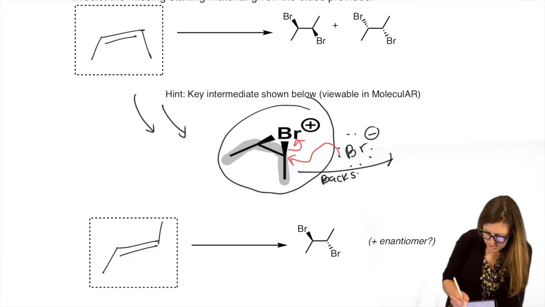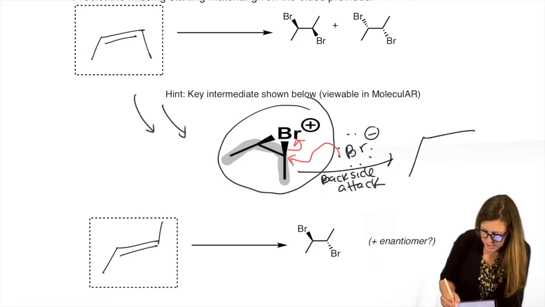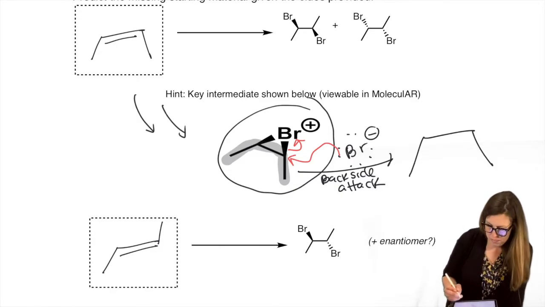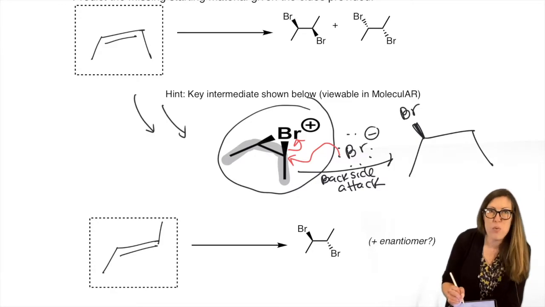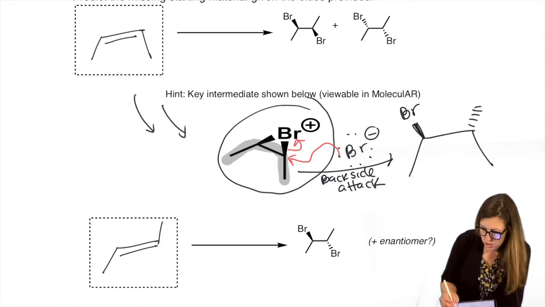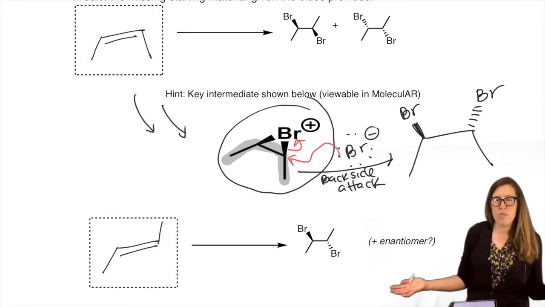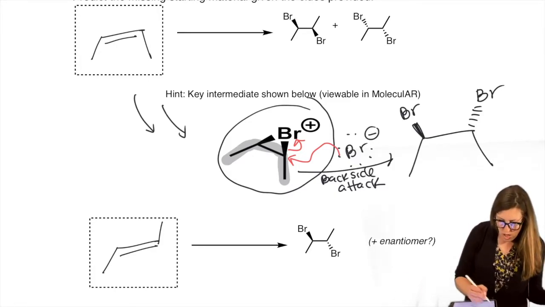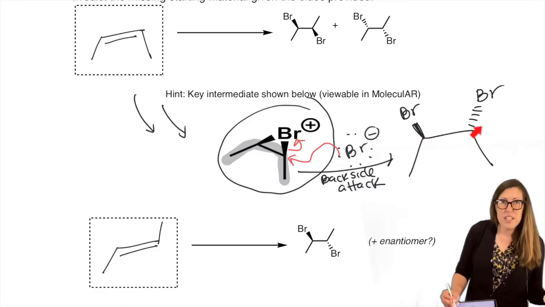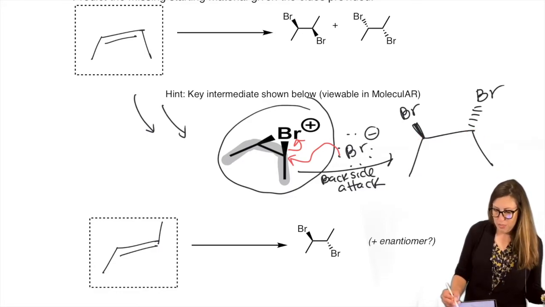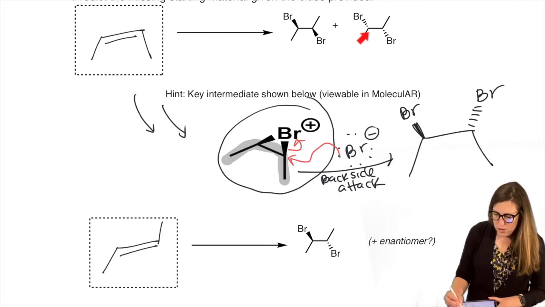Backside attack. Let's keep our cis framework the same to keep it easy on ourselves. That means this carbon over here stays a bromine wedge. This carbon on the right that got attacked gets the new bromine, but it has to be the opposite, backside attack. Hey, that doesn't look like any of our products. That's because they are not drawn with the syn framework. It has been rotated because that is the more stable way to draw them, right? So it's going to have that sort of zigzag framework.